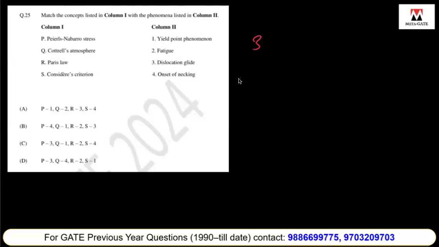The Cottrell atmosphere tells you about the pinning of dislocations by carbon and nitrogen atoms, so it is the yield point phenomenon. The Paris law corresponds to fatigue. It is a crack growth equation that gives the rate of growth of a fatigue crack. The Considère criterion is the onset of necking. It is the type of instability during tensile deformation where the cross-sectional area of the sample decreases by a greater proportion than the material strain hardens. It is 4, 3, 1, 2.